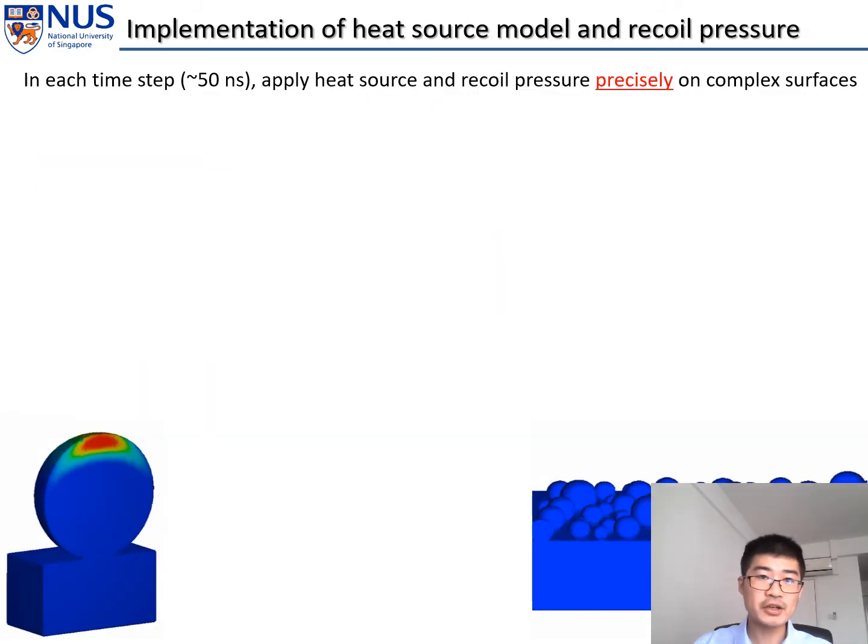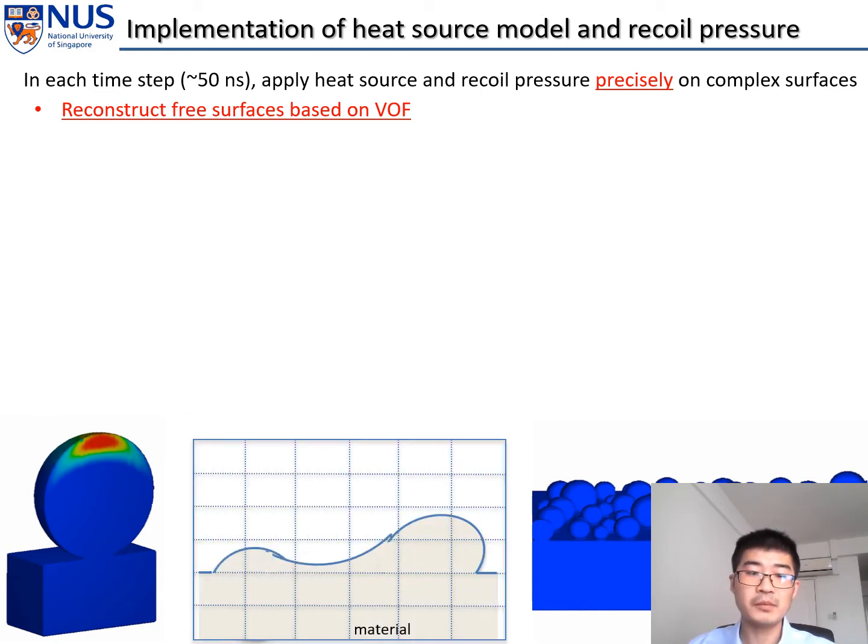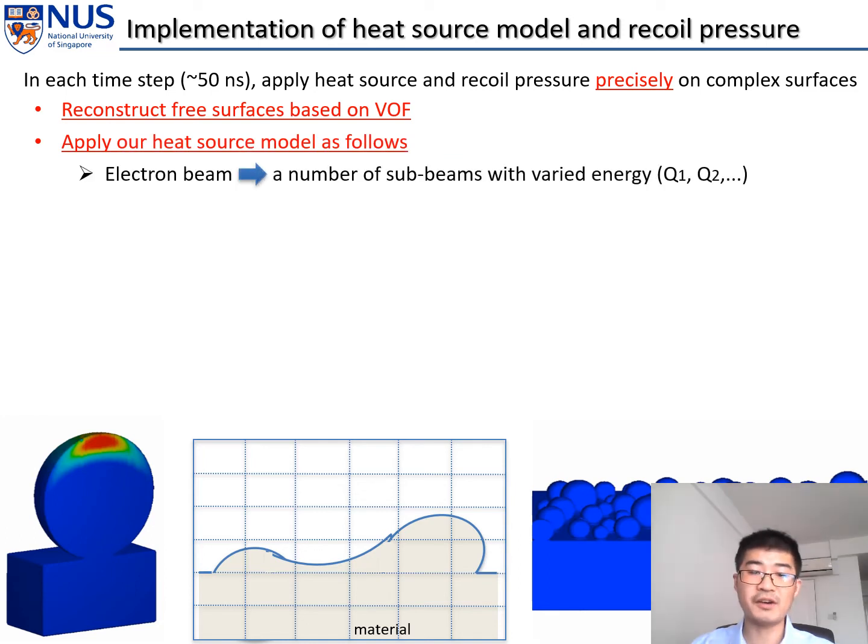The next question will be how to implement the heat source model from the microscale to the mesoscale. So here's what we did. First we reconstruct the free surfaces of the molten pool and powder particles in the powder scale model using the volume of fluid method, like this, and then we apply a heat source model by dividing the electron beam into a number of sub-beams with varied energy.